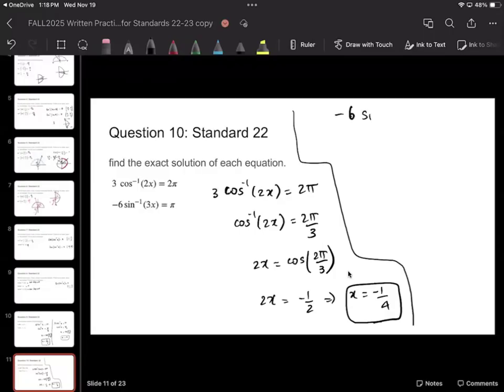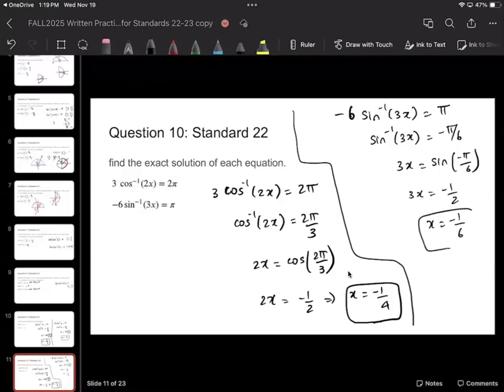Negative 6 sine inverse of 3x is pi. That means sine inverse of 3x is negative pi over 6. That means 3x is sine negative pi over 6, which is negative 1/2, right? Because sine is an odd function. That means x will be negative 1/6.